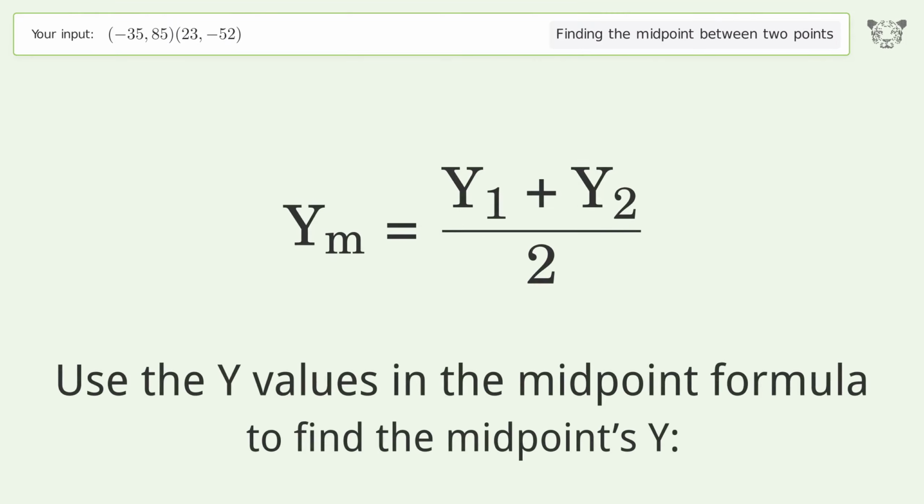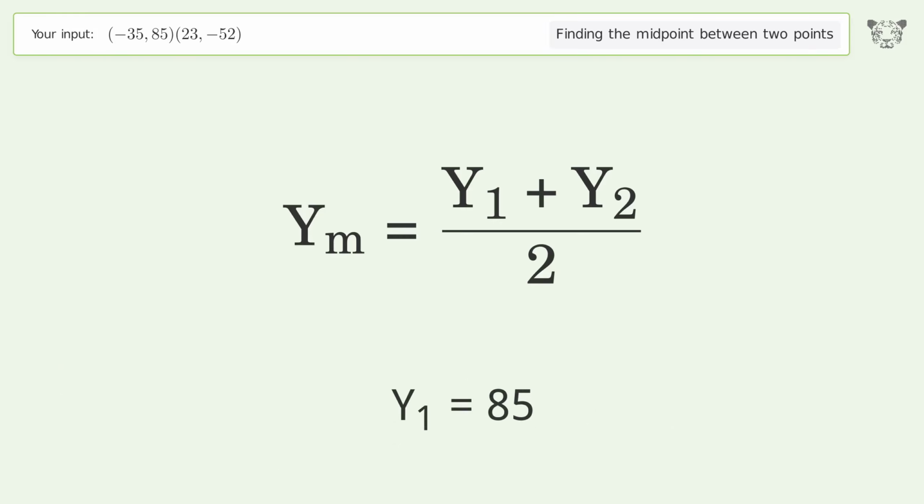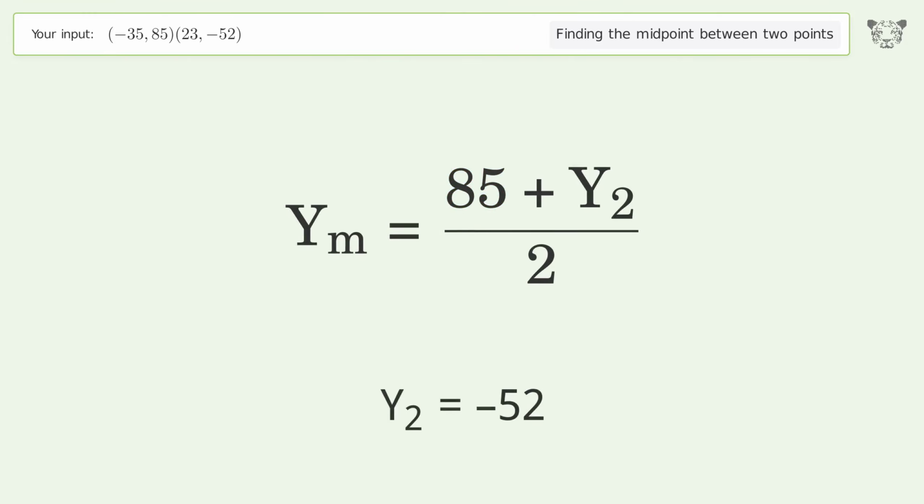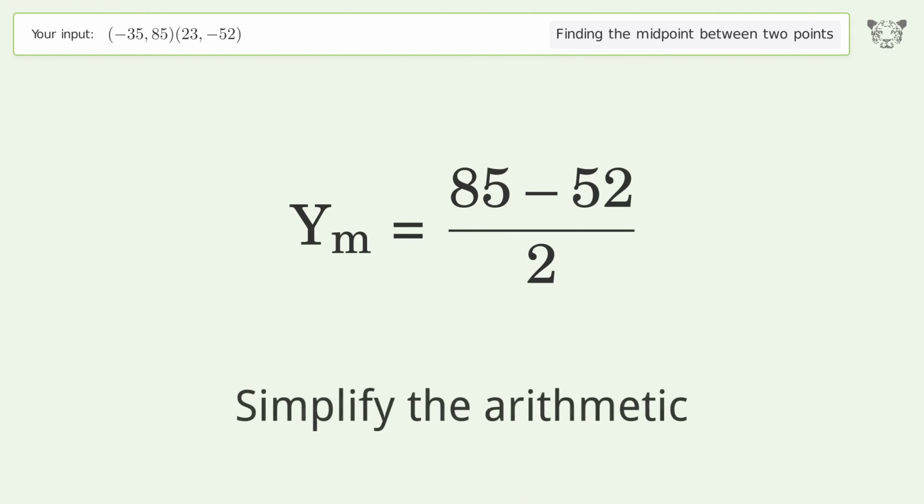Use the y values in the midpoint formula to find the midpoints y. y1 equals 85. y2 equals -52. Simplify the arithmetic.